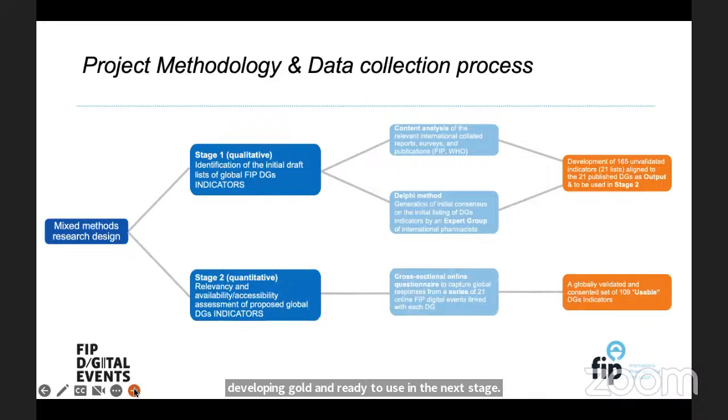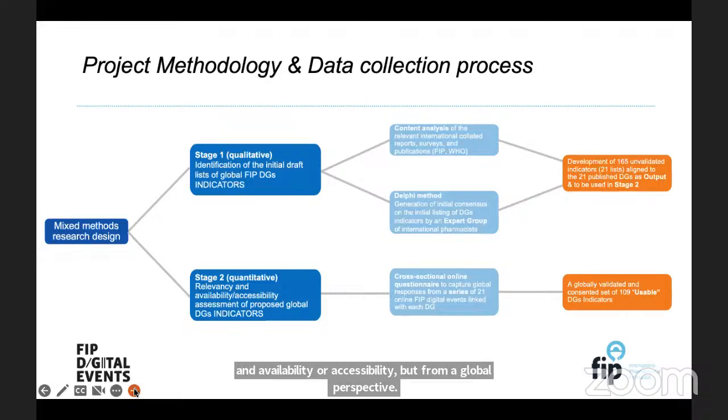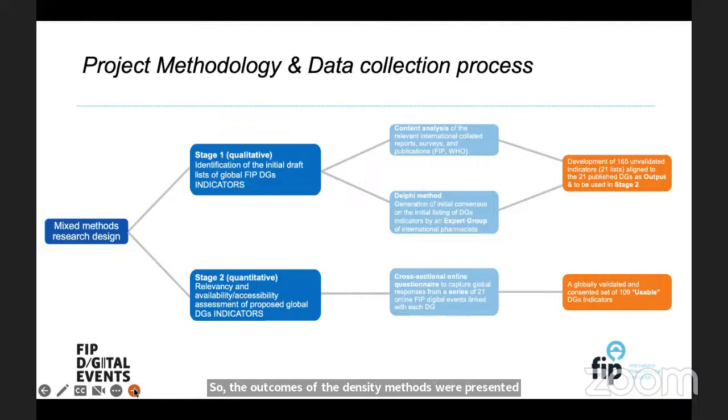Subsequently, in stage 2, or the quantitative stage or the global engagement stage, the aim of this stage was to construct the validity and the reliability of the proposed development indicators produced from stage 1 in terms of the indicators' relevancy and availability or accessibility, but from a global perspective. So the outcomes of the Delphi method were presented for wider engagement and used to conduct a global cross-sectional online questionnaire to assess and validate the relevancy and availability of the 21 proposed lists of progress indicators.